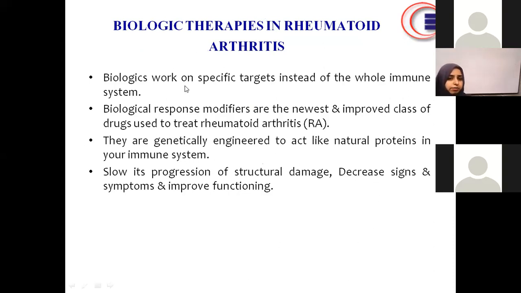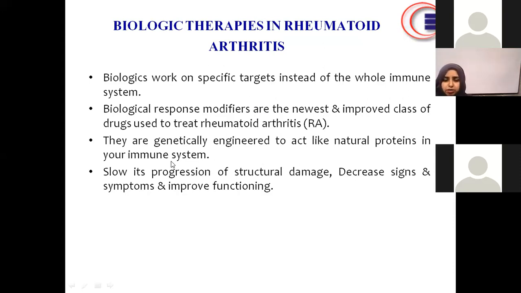अच्छा, biological work. So अब we are talking about biological therapies. उनका benefit ये है, they work on specific targets instead of the whole immune system. ठीक है, like अभी हम जितने दे रहे हैं ना, वो सारे inflammatory markers पर affect कर रहे हैं. अब क्या है कि they are comparatively affecting specific targets. ठीक है, biological response modifiers are the newest and the improved class of drugs used to treat RA.